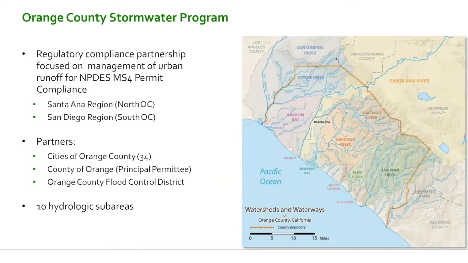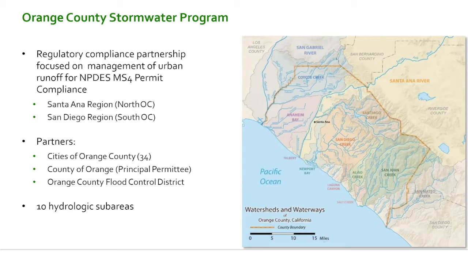Yeah, so I'd like to start off with an introduction to our Orange County Stormwater Program. The County of Orange is split between two regional water boards. In North County, we are permitted under the Santa Ana Regional Water Board, and in South County, we're permitted under the San Diego Regional Water Board.